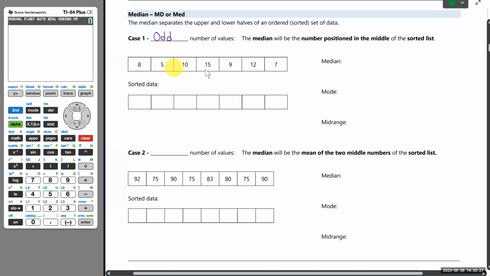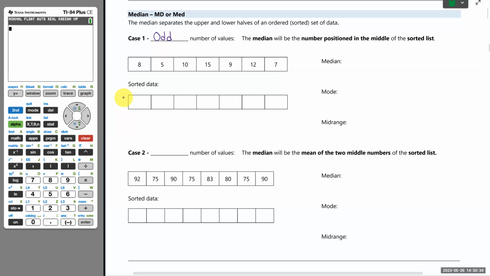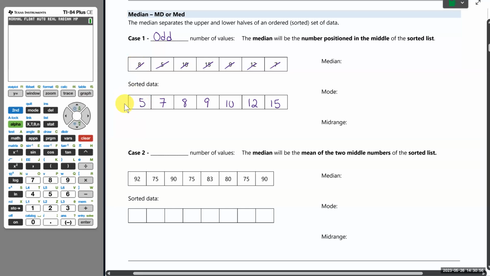It's important, if the data are not in numerical order, to start there. So, sorting the data, the smallest value in the data set is a 5. I'm just going to cross them off as I go. Then I have a 7 next, and an 8, a 9, a 10, a 12, and a 15. Our graphing calculators can actually sort data for us, but with such a small data set, that was pretty simple to do ourselves.